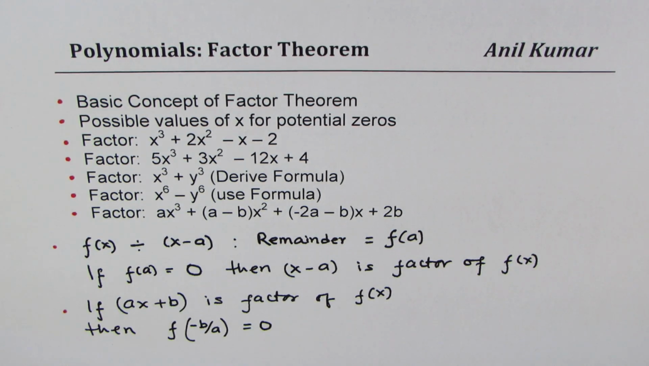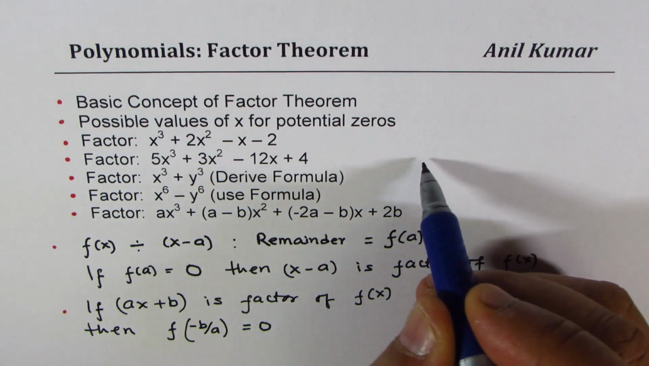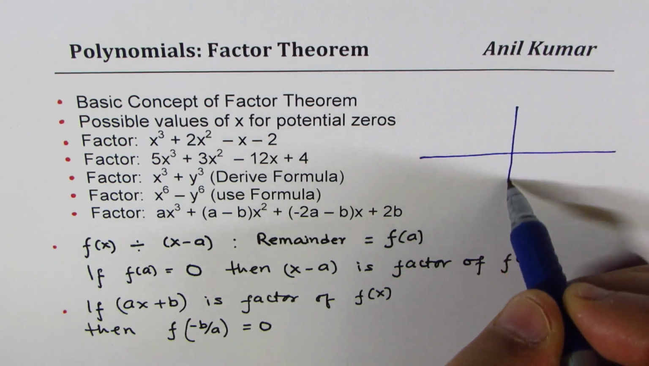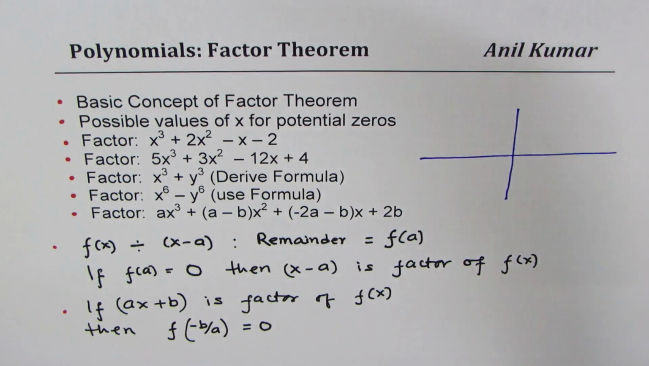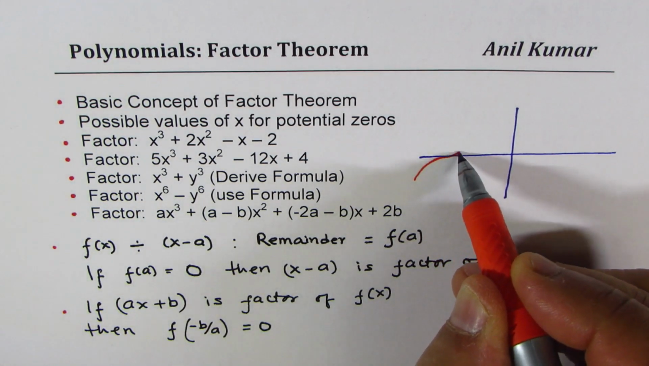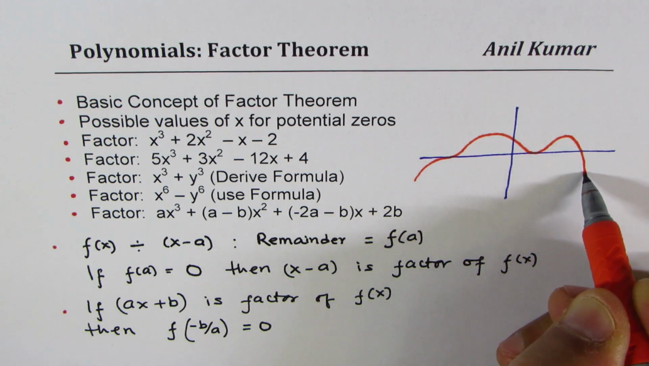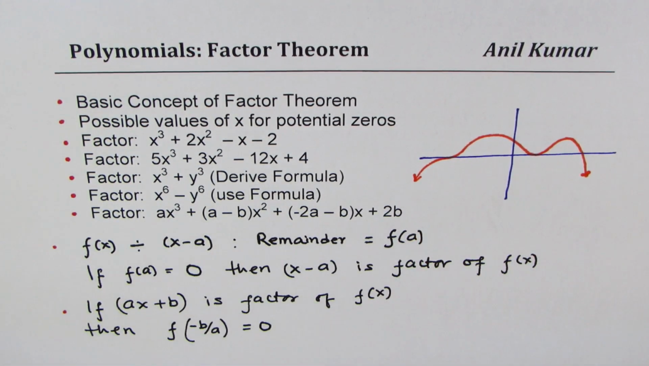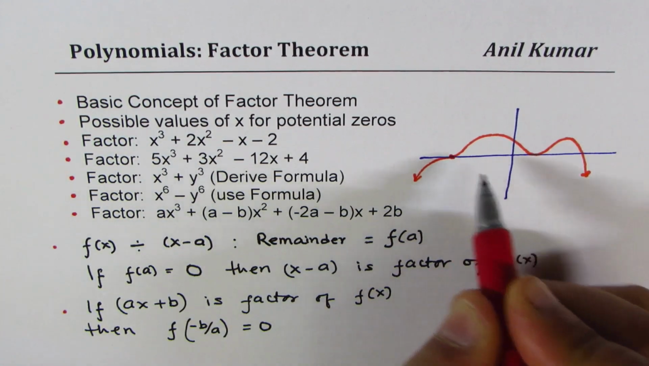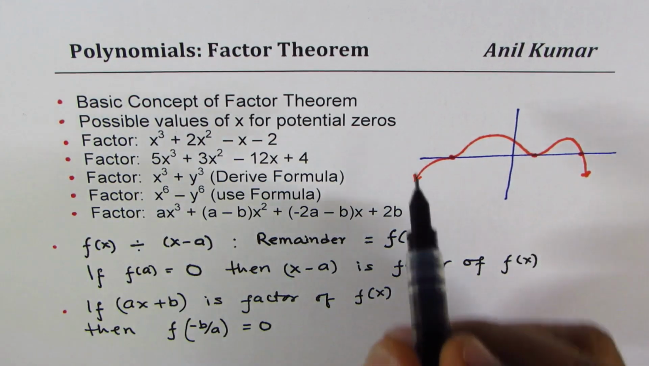Let me add a few things here about the factor theorem. This is when you do it algebraically, right? But if I give you a graph, then it is very easy to find the factors. For example, if I sketch a graph like this, let me just draw something here, then all these x-intercepts which you see correspond to factors. So in this particular case, we have 3 factors.